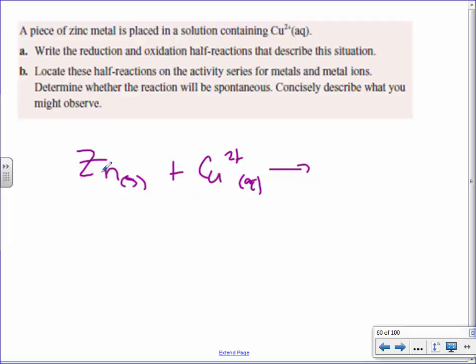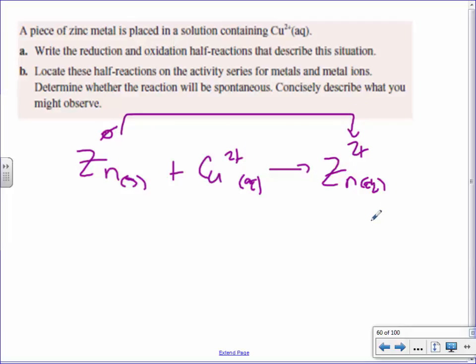Okay, well, zinc is currently with a charge of 0. So what should happen then is zinc should now become its charged molecule, which is 2+. So zinc goes from 0 to 2+. If you go from 0 to 2+, what happened to you? Did you gain or lose electrons? If you go from 0 to 2, you lost electrons.